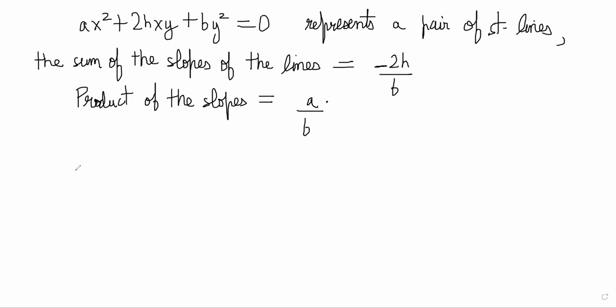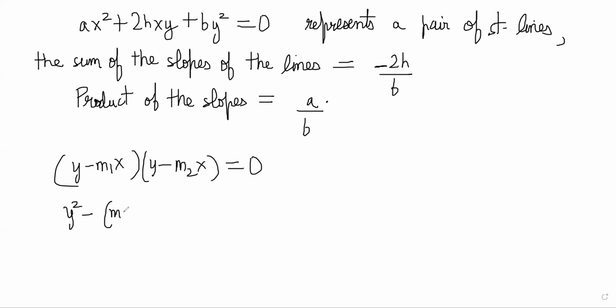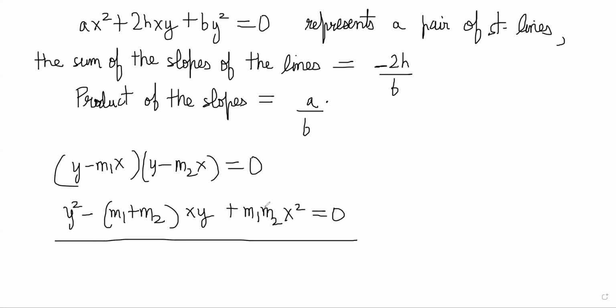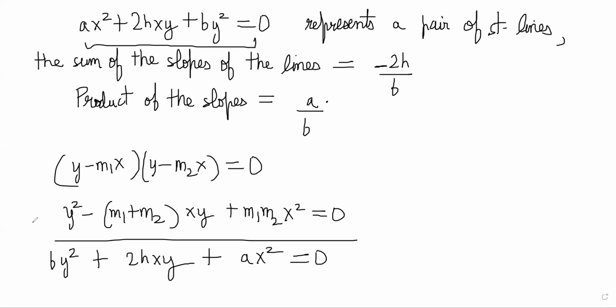How do I know that? Because I am comparing it with y minus m1x into y minus m2x. If you multiply these two, you will get y square minus m1 plus m2 xy plus m1 m2 x square equals 0. And since this represents the same lines as this, we are going to write it like this: by square plus 2hxy plus ax square is 0. And both the equations are supposed to represent the same lines.